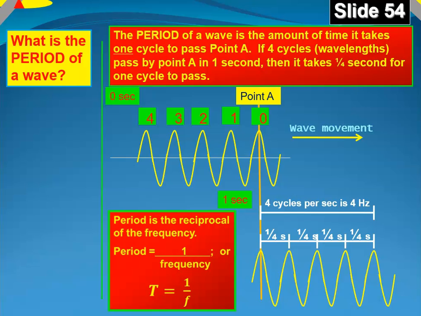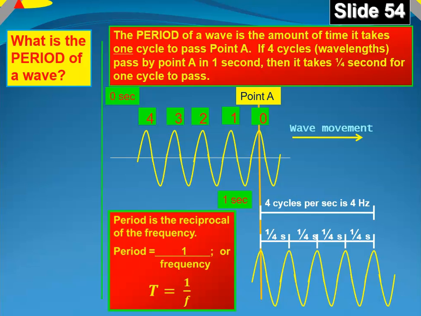To go from 1 to 2 would be 1/4 of a second. To go from 2 to 3 would be 1/4 of a second. And to go from 3 to 4 would be 1/4 of a second. That means each cycle takes 1/4 of a second to pass, and you can see that illustrated down below. So 4 cycles per second means that 4 cycles pass in 1 second, or 1/4 of a cycle passes each second. And so you can see how that works down there.